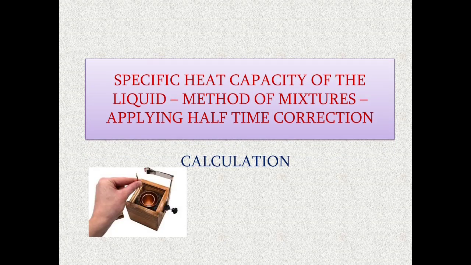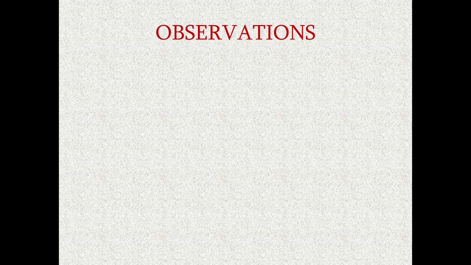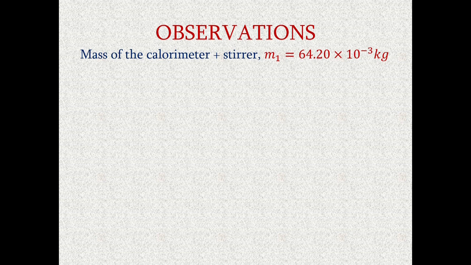In this video, let us learn to calculate the specific heat capacity of a liquid by the method of mixtures, applying half-time correction. Here are the experimental observations recorded. In this experiment, firstly we weigh the empty calorimeter along with its stirrer, and its mass is noted as M1 equal to 64.20 into 10 power minus 3 kilogram.